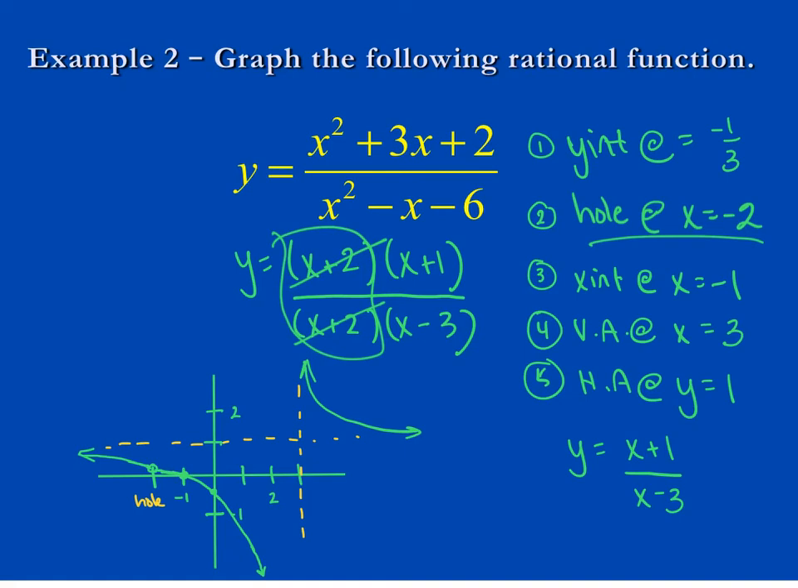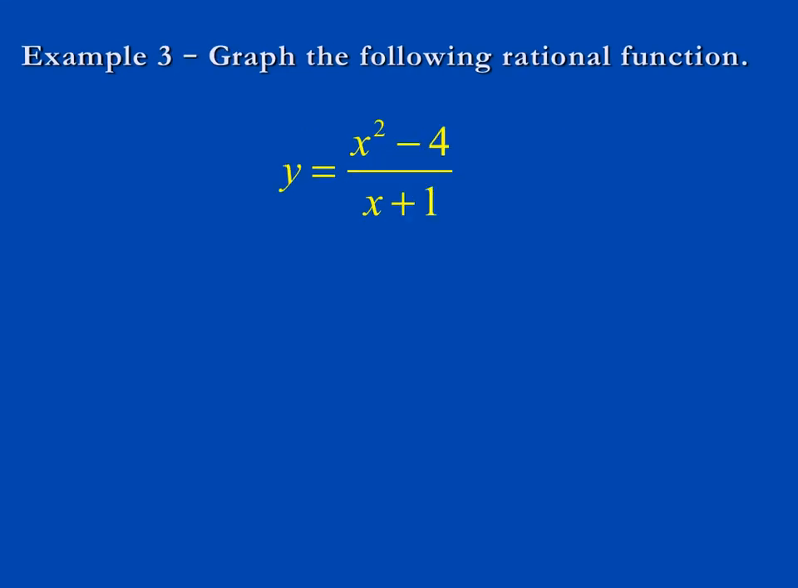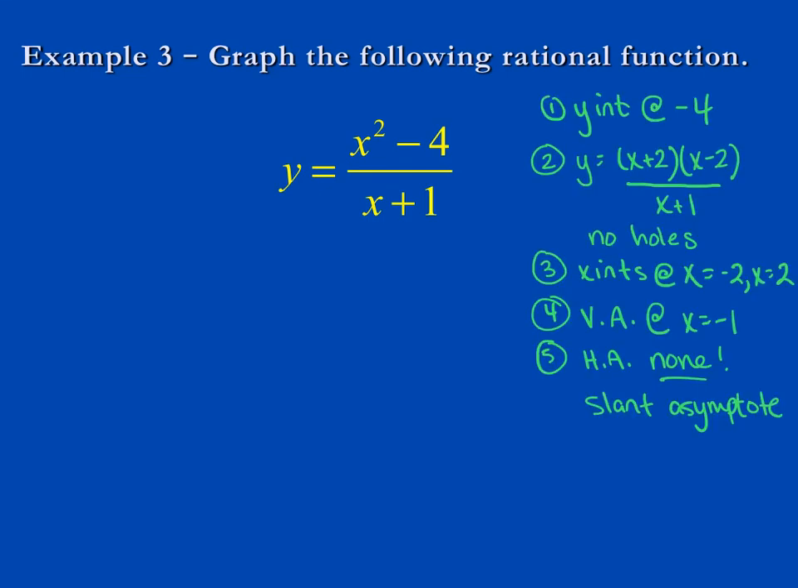Okay, I'm going to show one more example that includes a slant asymptote. For this example, I recommend that you pause the video and try and complete the steps on your own, and then you can verify them with my information. Okay, so you can see that I've done the steps over here on the right. The y-intercept is -4. I've factored the numerator. The denominator didn't need to be factored. And I notice there are no holes. Here are my x-intercepts and my vertical asymptote.